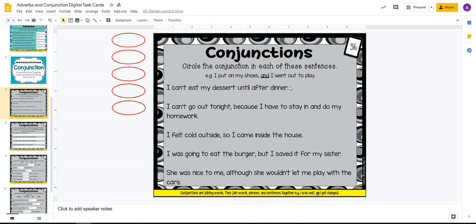And then it says "until after dinner." So that just adds more to the sentence. My conjunction here is "until" because it connects the two. This would have been two separate sentences: "I can't eat my dessert." End of sentence. Then it can say "I can't eat until after dinner," I guess. So "until after dinner" is just an add-on, okay? It joins words or phrases. So it's joining the two together. I know that's a tricky one.